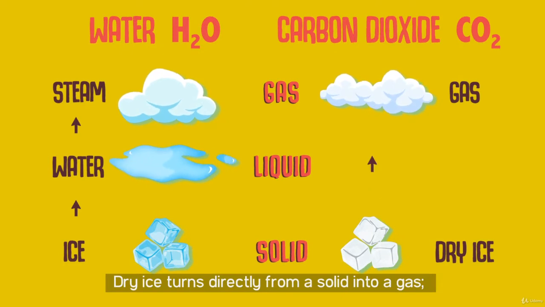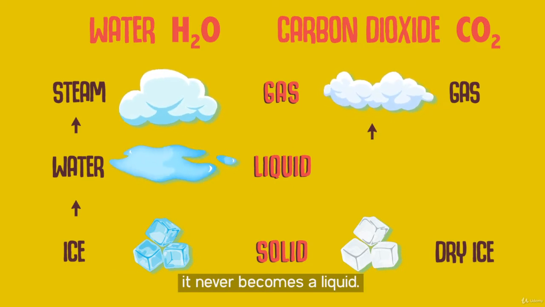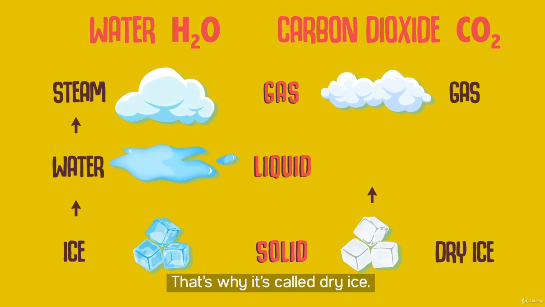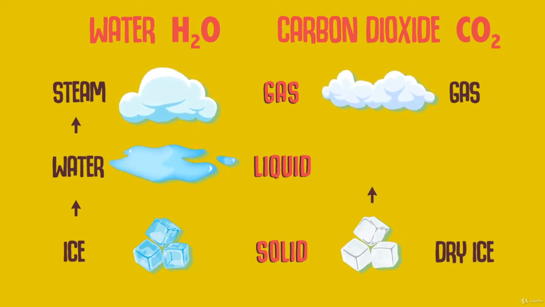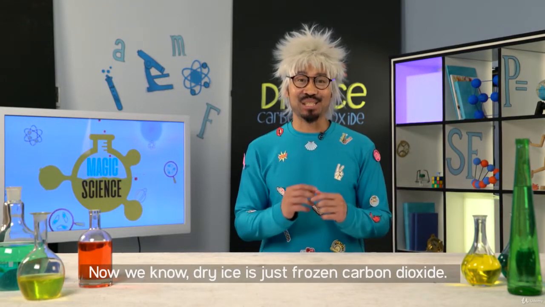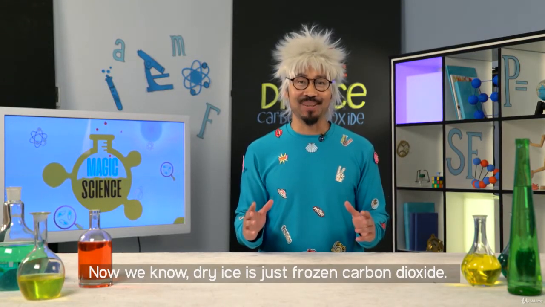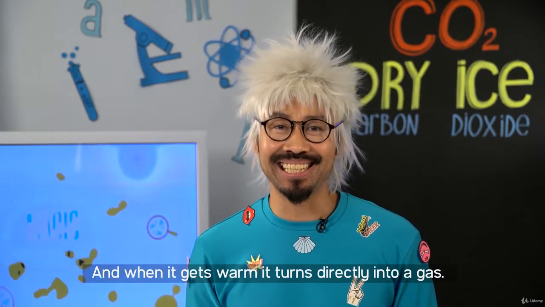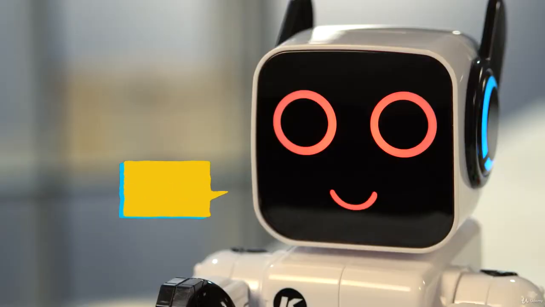Dry ice turns directly from a solid into a gas. It never becomes a liquid. That's why it's called dry ice. Now we know dry ice is just frozen carbon dioxide. And when it gets warm, it turns directly into a gas.